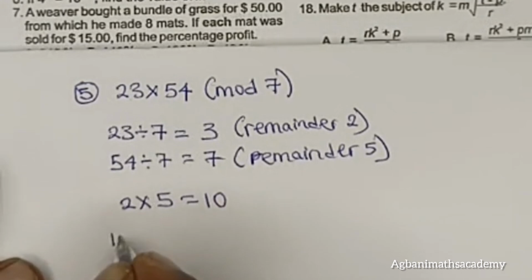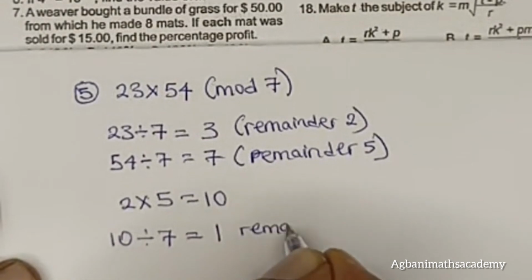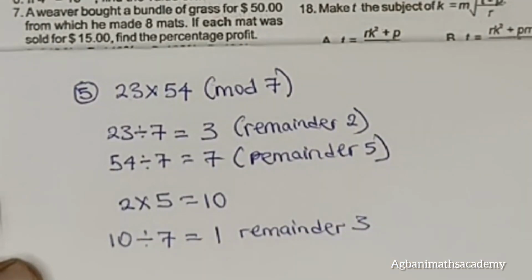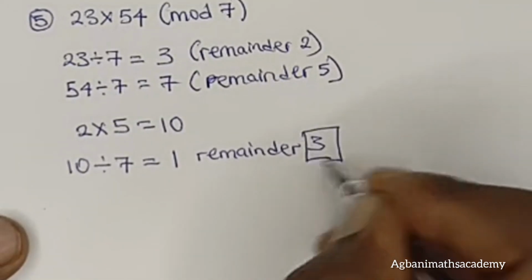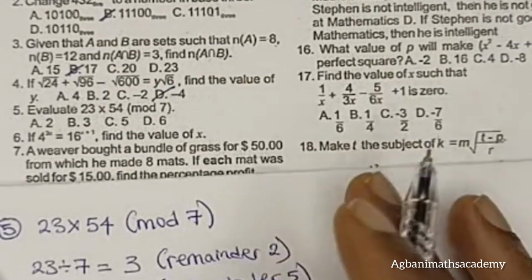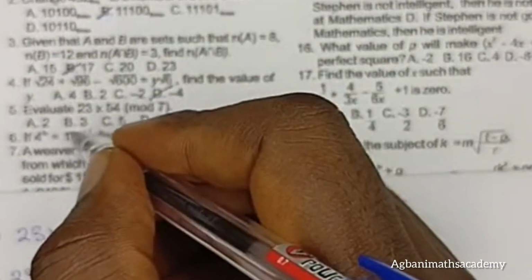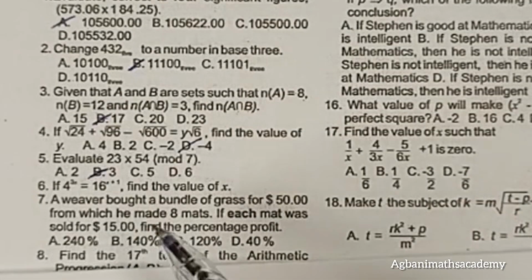So if you do 10 divided by 7, you are going to get 1 remainder 3. 1 remainder 3. So the final answer is equal to 3. So let's see if we have an answer here. So B is the correct answer. So let's look at the next question.